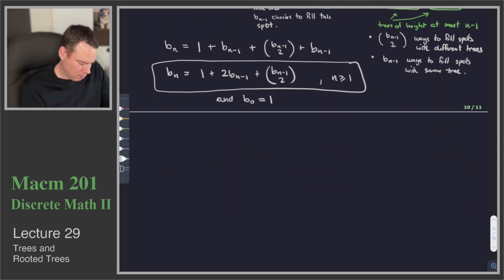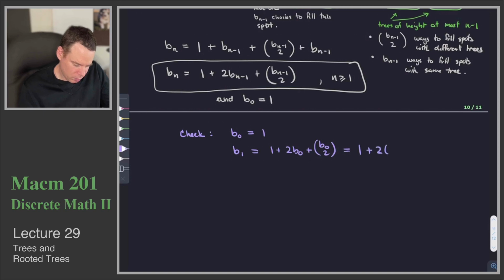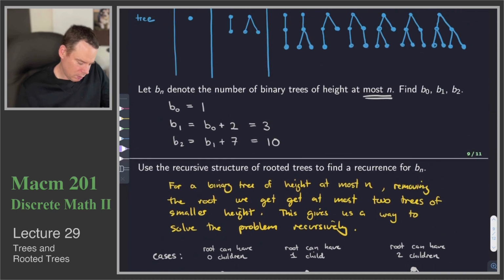Let's see how we've done. We've worked out a few of these terms already. Let's make sure our recurrence relation is giving that to us. So b0 is 1. That's our initial condition. What about b1? b1 is 1 plus 2 b0 plus b0 choose 2. Or that's 1 plus 2 times 1 plus 1 choose 2. 1 choose 2, that's 0. 1 plus 2, that's 3. And that matches what we had above. So we match that value.